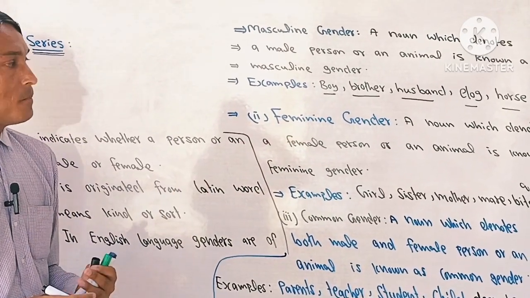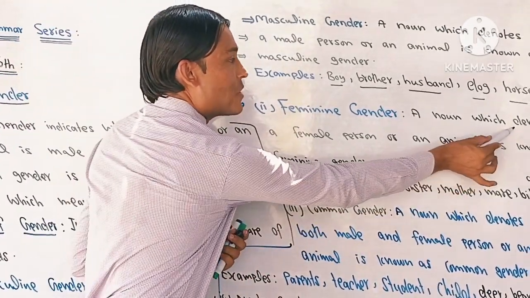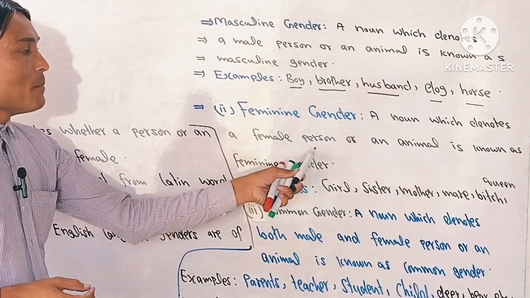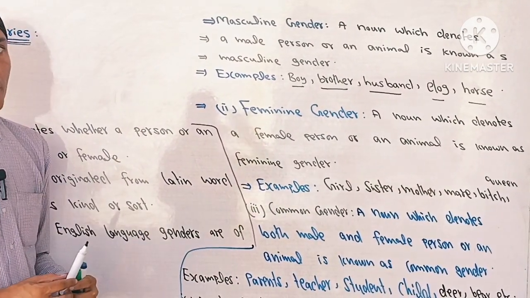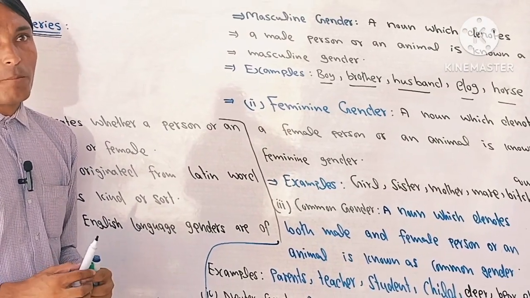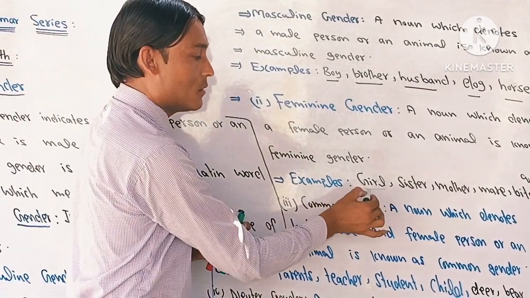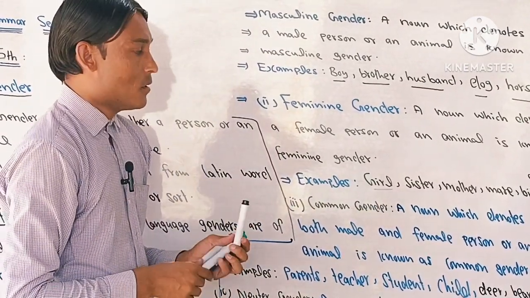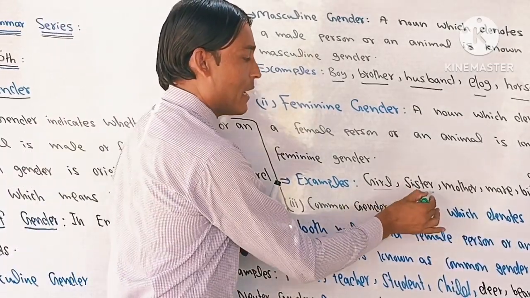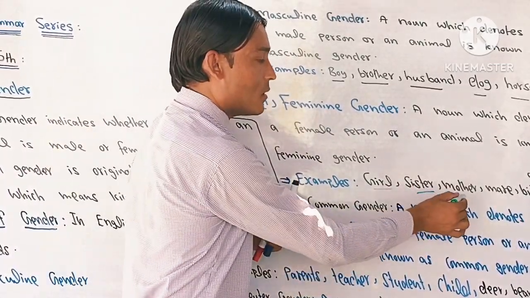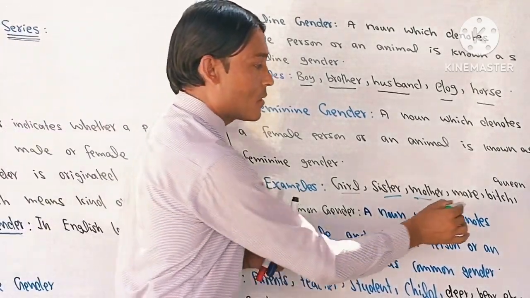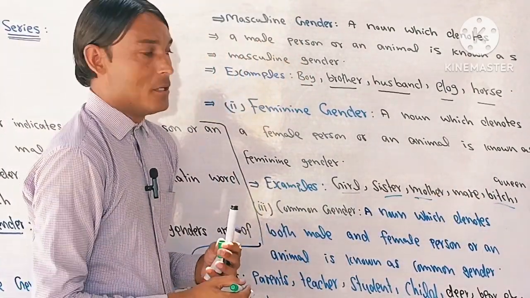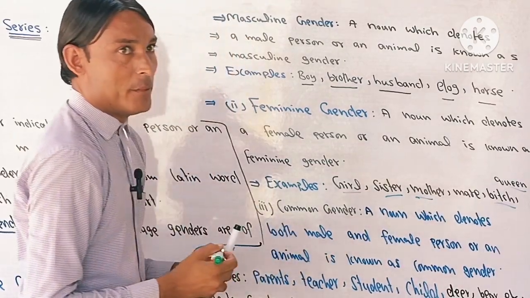Feminine gender. A noun which denotes a female person or an animal is known as feminine gender. Examples of persons: girl, female; sister, female; mother, female; mare, a female animal; bitch, a female animal; queen, female.